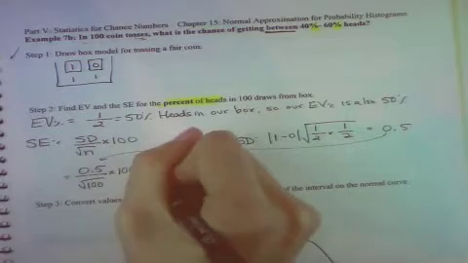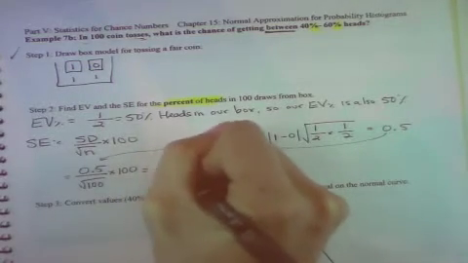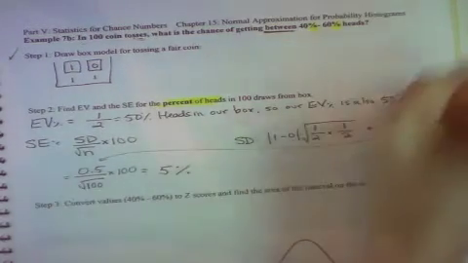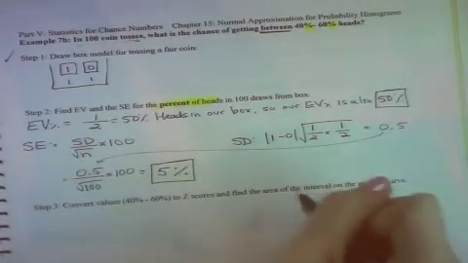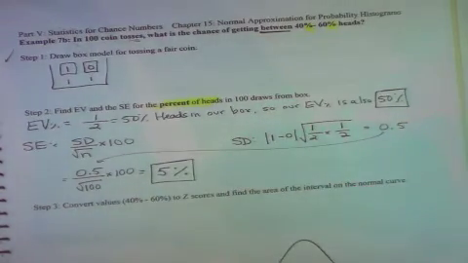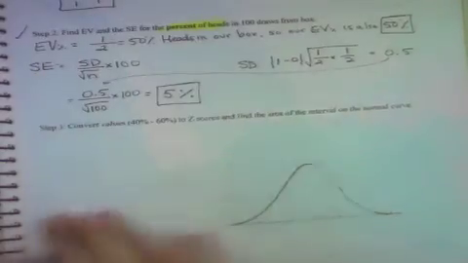Okay, and so that is going to get us what? 5%. So there's our expected value of 50%. There's our standard error of 5%. Everybody with me so far? Same process as before, we're just dealing with percents now. Okay, so now, step 2, done, boom.